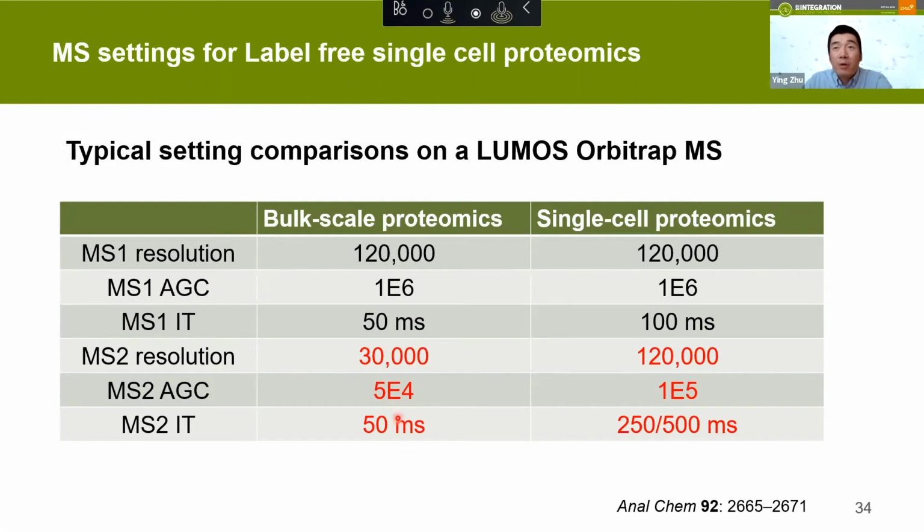But for single cell proteomics, we usually use the high MS2 resolution to do the MS2 scanning. Also, we usually use a high AGC level. The most important parameter for label-free single-cell proteomics is the ion injection time. So we use 250 millisecond or 500 millisecond to allow the mass spectrometer to accumulate more ions from a single cell for detection.